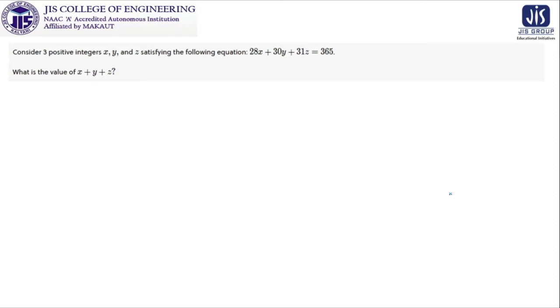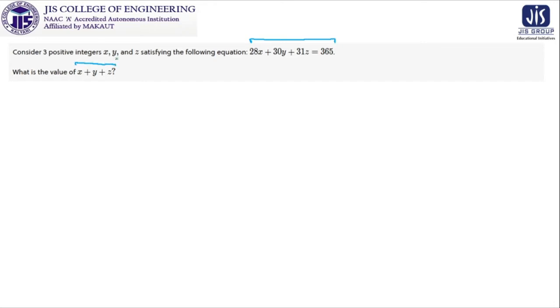First one is the last problem given in the last class's assignment. I feel that I must discuss it in your class so that we can have some idea on these types of problems. The question was, we have to consider three positive integers x, y and z satisfying the following equation: 28x plus 30y plus 31z is equal to 365. Our target is to find out the value of x plus y plus z.